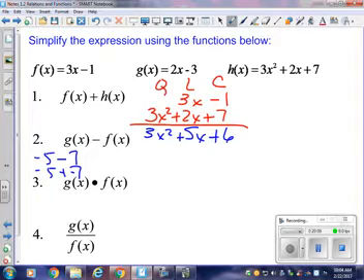Now, G has to go on top. So there's my linear and my constant.